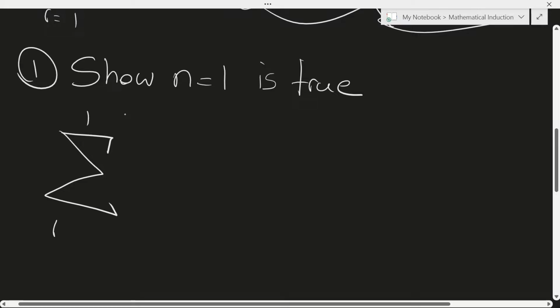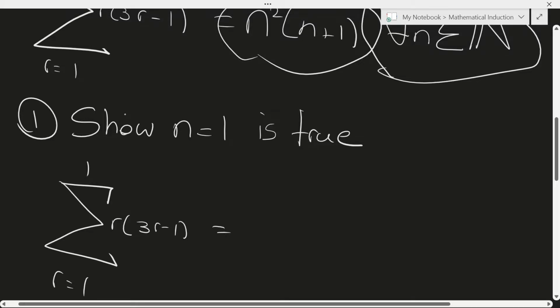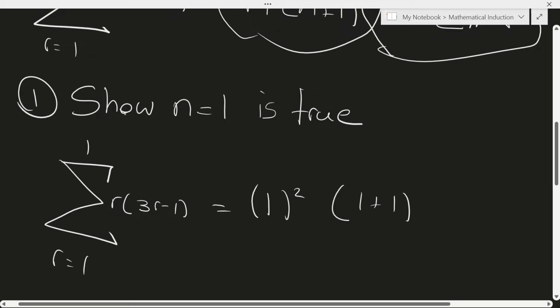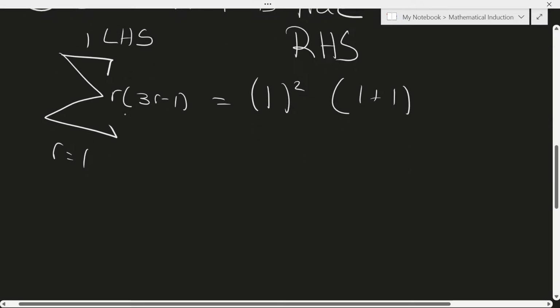So I have the summation from r equals 1 to 1 of r(3r minus 1) equals, the formula was n squared times n plus 1, so we'll have it equals 1 squared times 1 plus 1. So this is the left hand side. You'll see LHS, you have to write left hand side, and this is the right hand side. If n equals 1 is true, then both of these will be equal to the same figure. So since this is 1 to 1, we'll now have r equals 1. We'll plug r equals 1 into this equation.